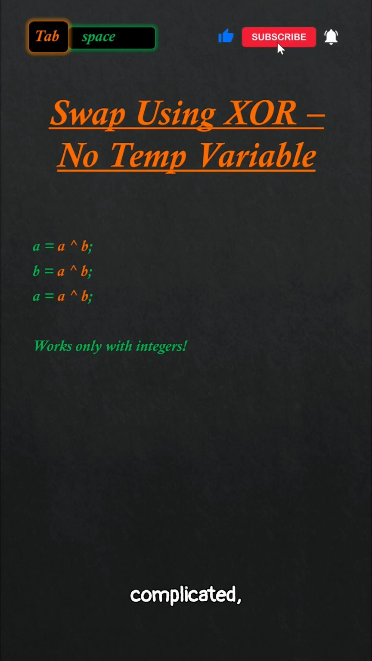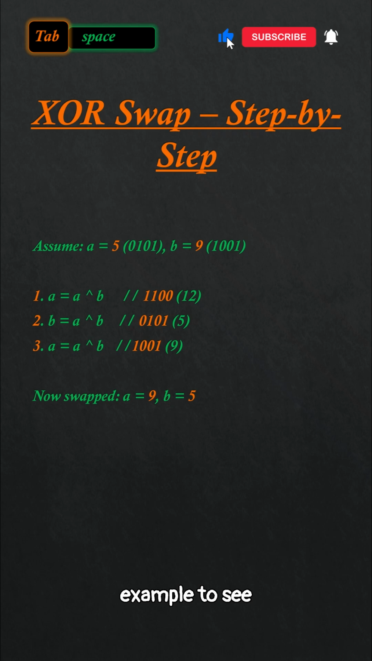This may look complicated, but as we go through the steps, we will see how this works without the need for extra memory. Let's go through an example to see how the XOR swap works in practice. Suppose A = 5, which in binary is 0101, and B = 9, which is 1001. First we perform A = A XOR B, which gives us 1100, which is 12 in decimal.